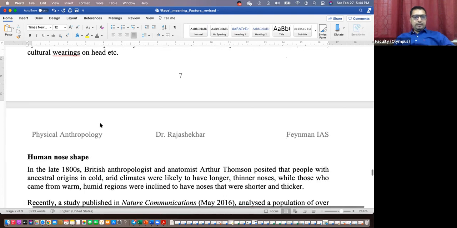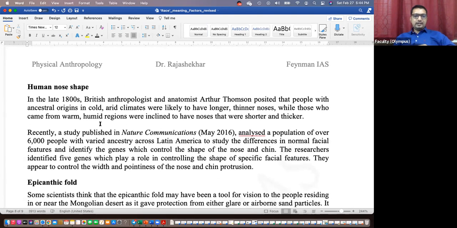We also briefly discussed nose shape, right? The nasal index we discussed. I was talking to you about Thomson's rule. So people living in certain climates tend to have longer noses compared to others. In warmer climates, broader noses, and in colder climates, longer, thinner noses.